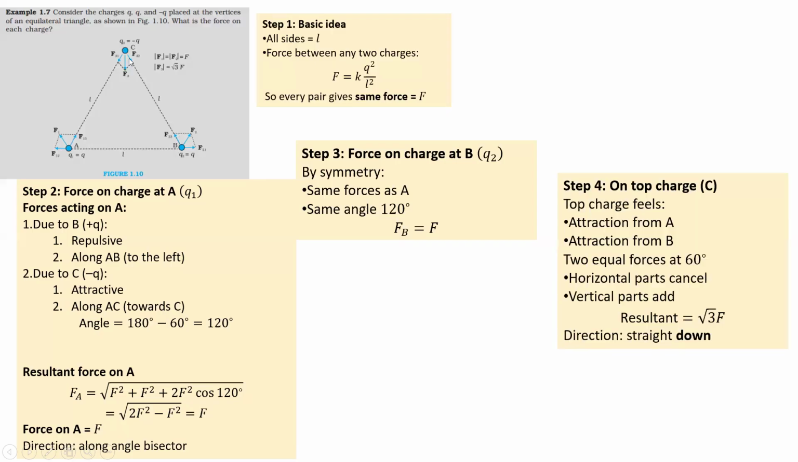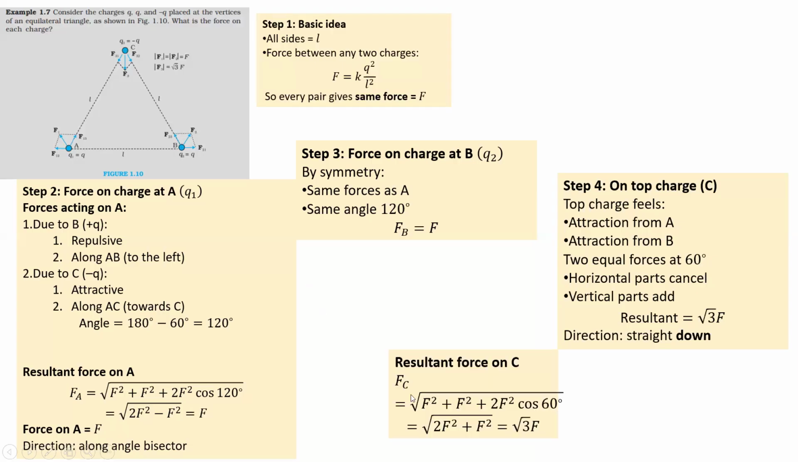Now we'll go to point C. What is the net force on C? C is having minus Q charge. So it is attracted towards A as well as it is attracted towards B. Now we have to find the resultant. One force in this direction, second force is in this direction. So the resultant force is square root of F square plus F square plus 2F square into cos 60. Angle is 60, so cos 60 is half, and you are getting root 3 into F. So the resultant force on C equal to root 3 into F.